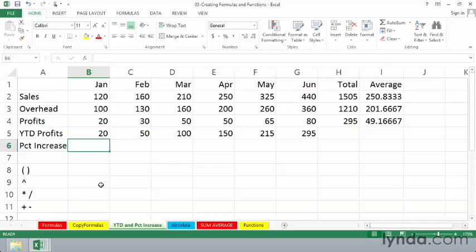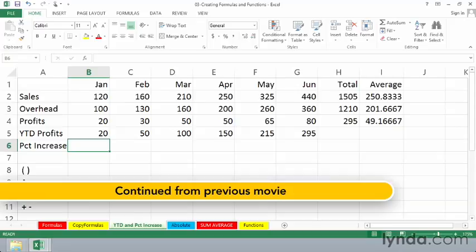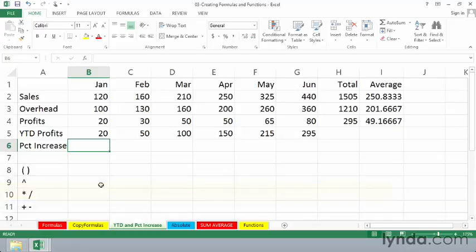In row 6 here, we'd like to calculate the percent of increase. Now, we could do this for either sales or overhead or profits, the data we see in rows 2, 3, and 4. So maybe that heading we might consider changing at some point. But let's talk initially about the concept. We're trying to show what has changed from month to month.